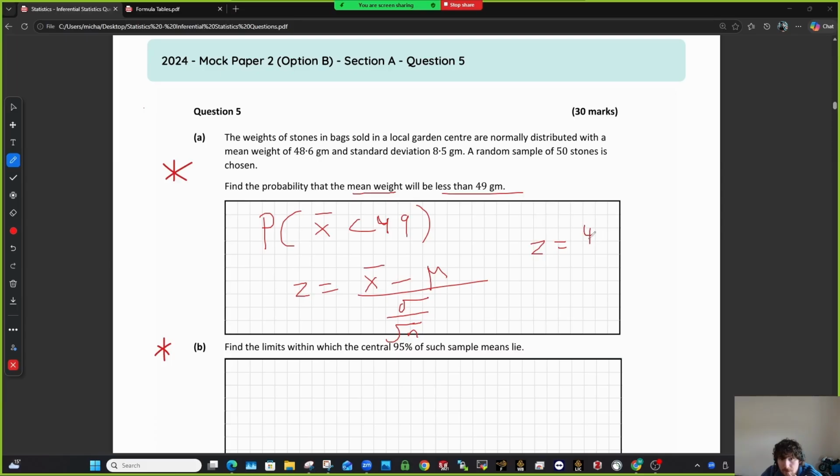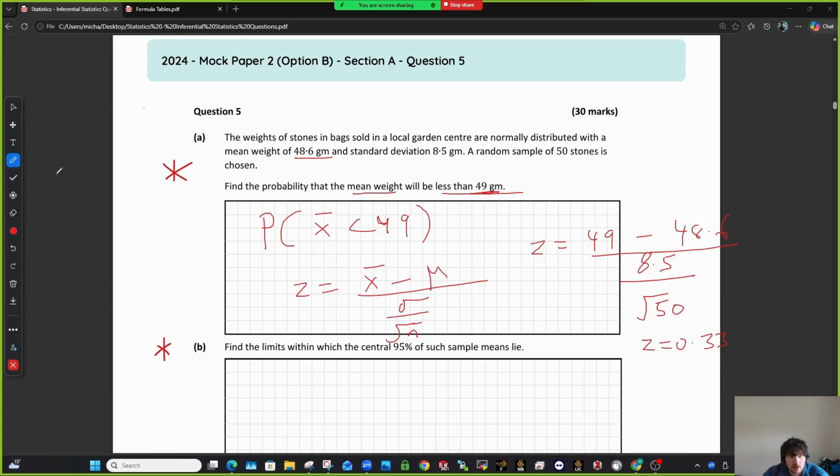This will be 49. This is our test x bar. That's what we're typing in there. 49 minus 48.6, that's the mu they give us in the question, over the standard deviation they give us in the question, over the square root of 50. So we get ourselves a z-score for that. I'll just take a second to type in 49 minus 48.6 over 8.5 over root 50. So we're getting a z-score there of 0.33. Usually 2 decimal places is what you want because your tables book only works to 2 decimal places for this.